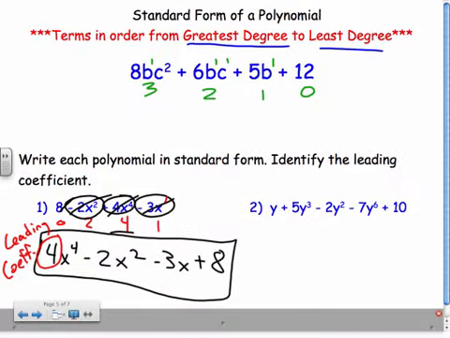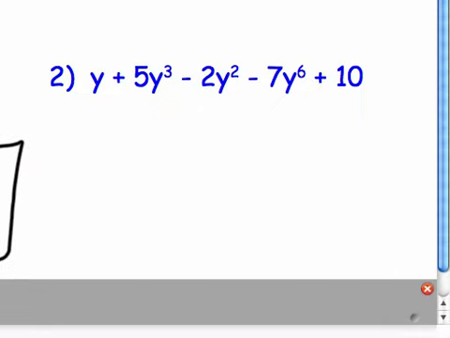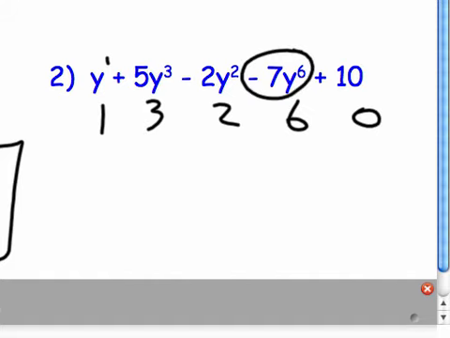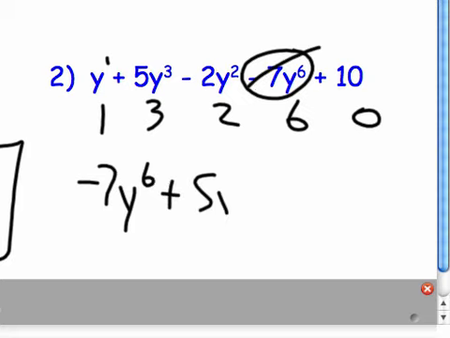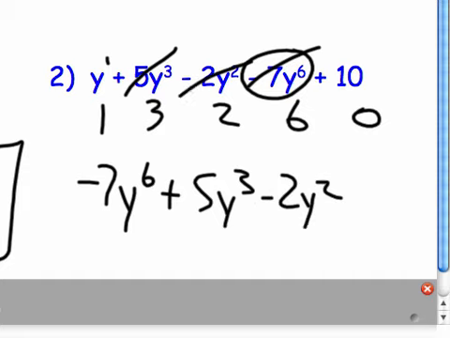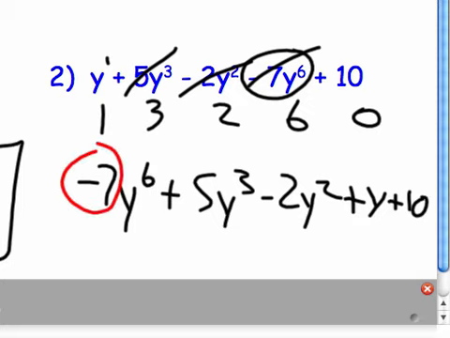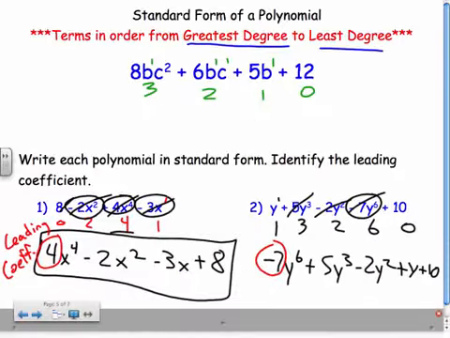Same thing with the next one. Find all the degrees of each term. So first degree, third degree, second degree, sixth degree, 0 degree, and then we just go greatest to least. Remember to bring that sign that's in front. So I'm going to bring my negative 7y to the sixth, positive 5y to the third, negative 2y to the second, plus y plus 10. And then we'll circle our leading coefficient of a negative 7 there. Okay? So that's what we always want to write those polynomials in standard form.